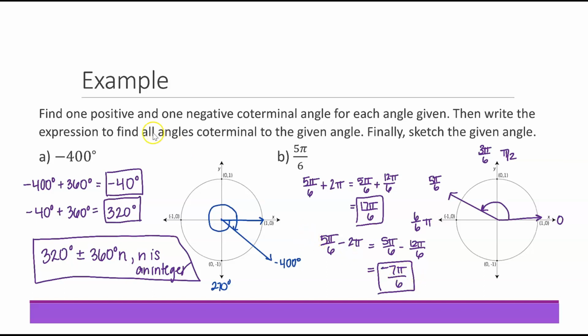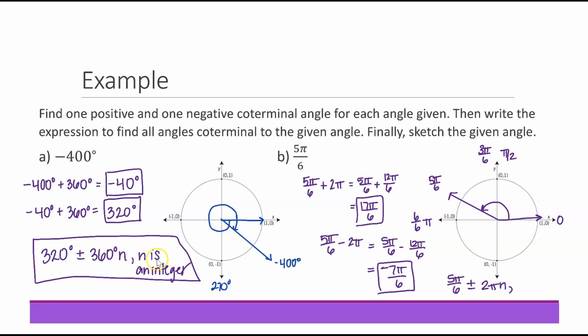If we want to write all coterminal angles with an expression, we're going to make sure to use the least positive coterminal angle. In this case, that's the original, 5 pi over 6. If I add 2 pi, that got me 17 pi over 6, which is bigger. When I subtracted 2 pi, that gave me a negative angle, which is not positive. So 5 pi over 6 is what we're starting with, plus or minus 2 pi times n, where n is an integer.